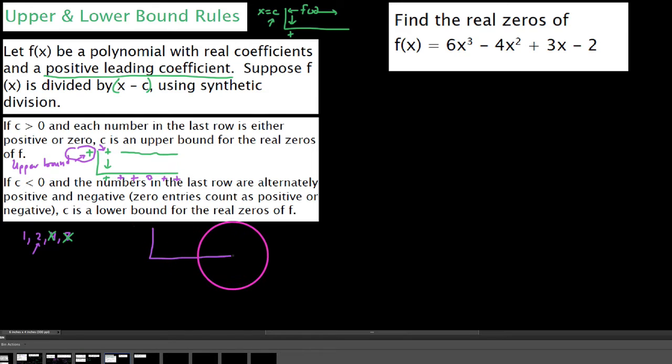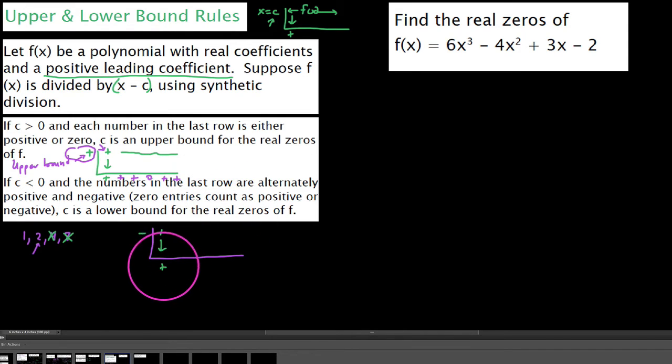So now for the lower bound, let's go ahead and draw a picture for it. This is our picture for the lower bound. We say if c is negative, that is, we're assuming that we're starting with a negative value out here. This would have to be negative. But we still have a positive leading coefficient, so this starts off positive. This basically says if c is negative and the numbers in the last row are alternately positive and negative, 0 entries count as positive or negative, then c is a lower bound for the real zeros of f.